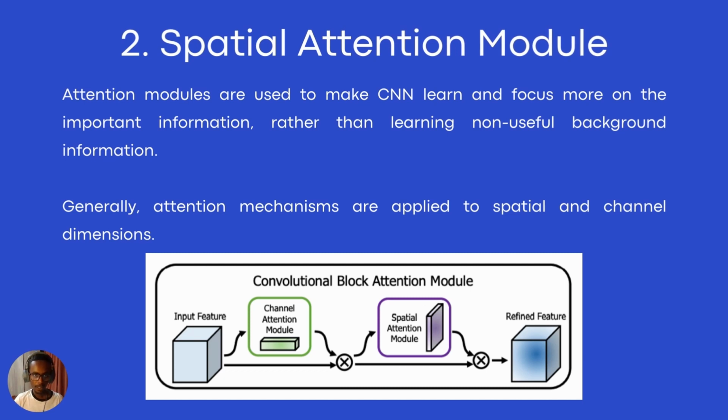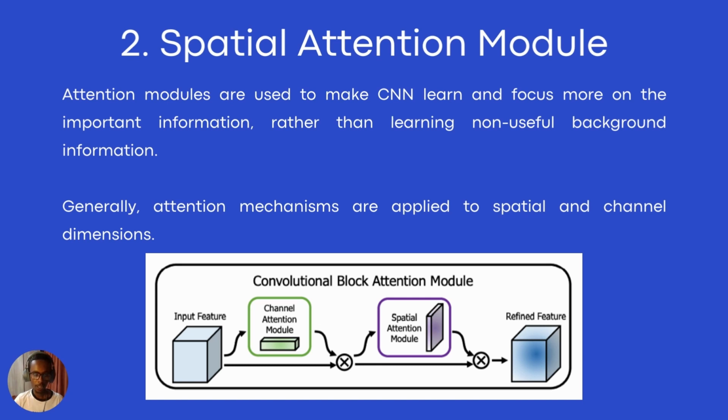The second additional block that they introduced was a spatial attention module. So what is attention? Attention modules are used to make a CNN learn and focus more on the important information rather than learning non-useful background information.